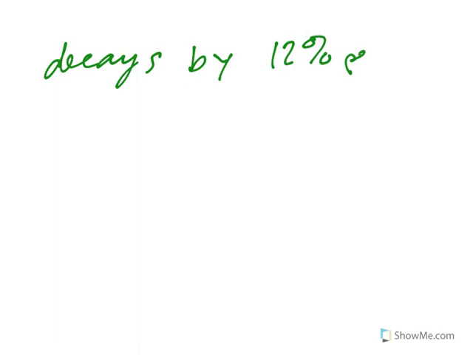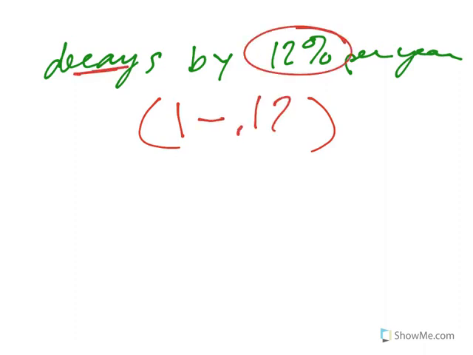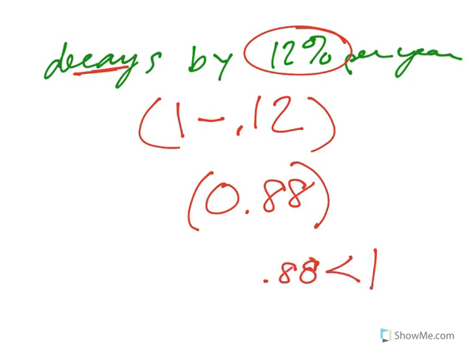So this number inside is always going to be greater than 1 because you're adding the growth factor. If it says the population is decaying or decreasing by 12% per year, great. Again, we're talking about our change factor. So I always start with 1. Decay tells me it goes down, so I subtract the percent change, converted to a decimal, and 1 minus 0.12 is 0.88. Notice 0.88 is less than 1, and that tells me it's decay.